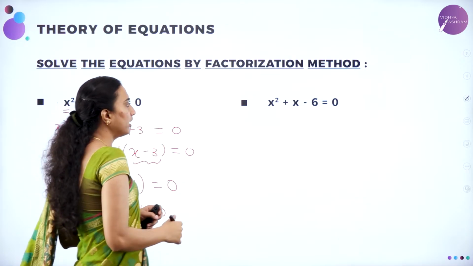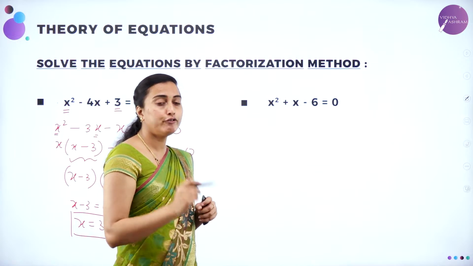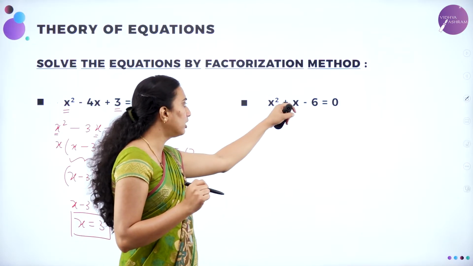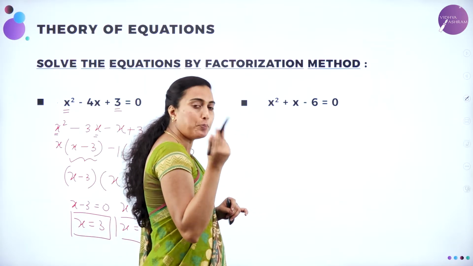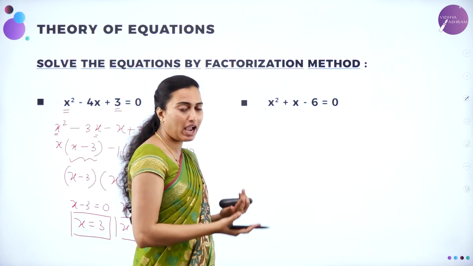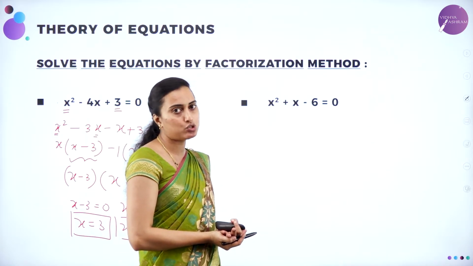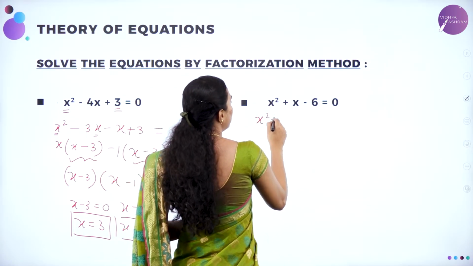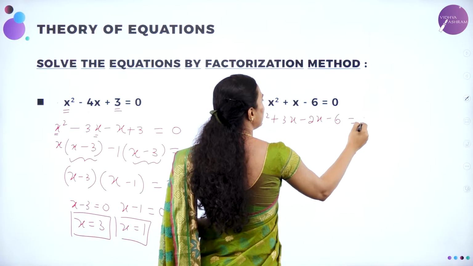Now, we'll solve this accordingly. Minus 6 into x squared is minus 6x squared. If you multiply, you should get minus 6x squared. If you add, you should get plus x. Therefore, I can take 3 2s are 6: plus 3x into minus 2x is minus 6x squared, and plus 3x minus 2x is plus x. Therefore, I get x squared plus 3x minus 2x minus 6 equal to 0.